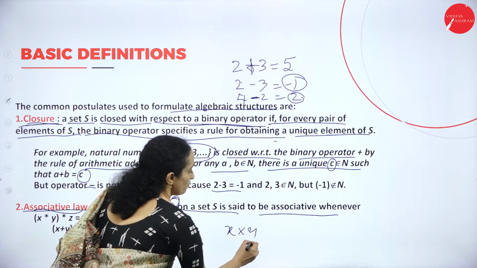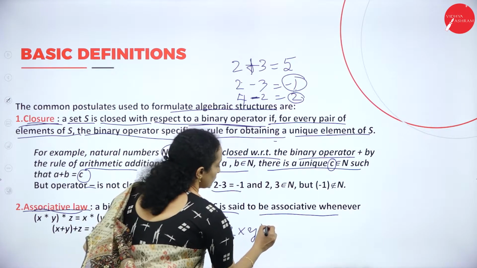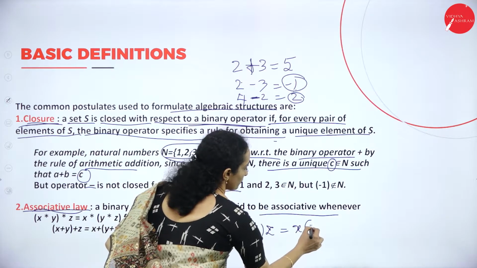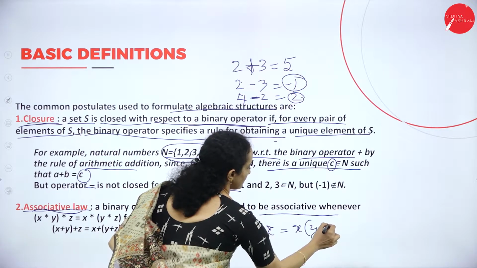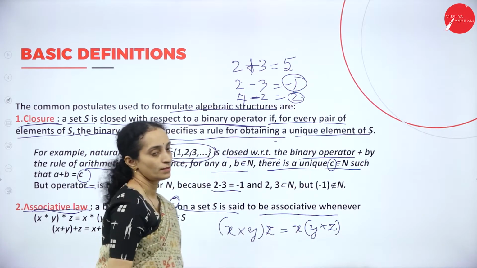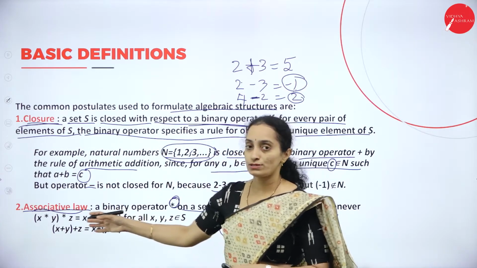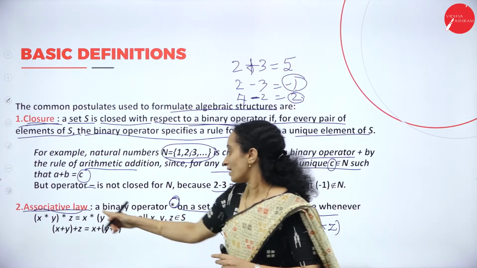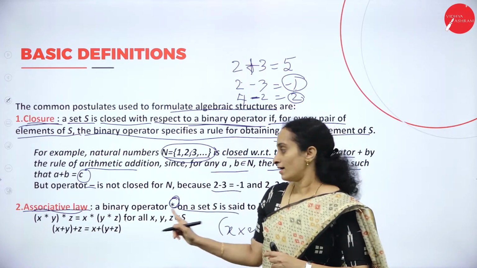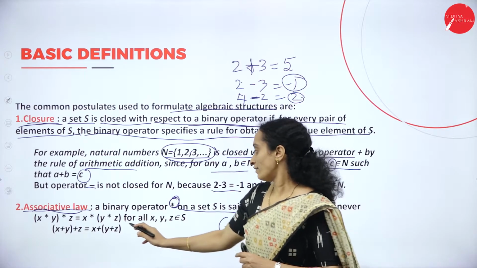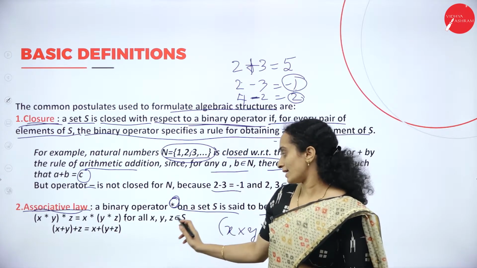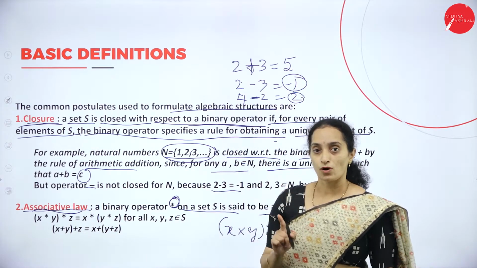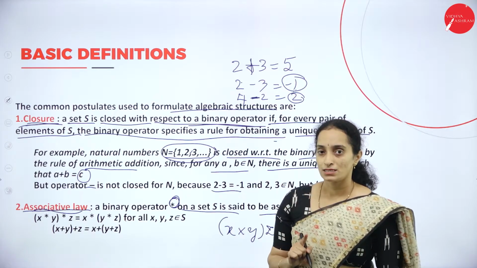X into y into z is equal to x into y into z. They are associative. Even though their expression is different, they are associated with binary operator star for all x and y and z belongs to S. That means operands must belong to the same set.